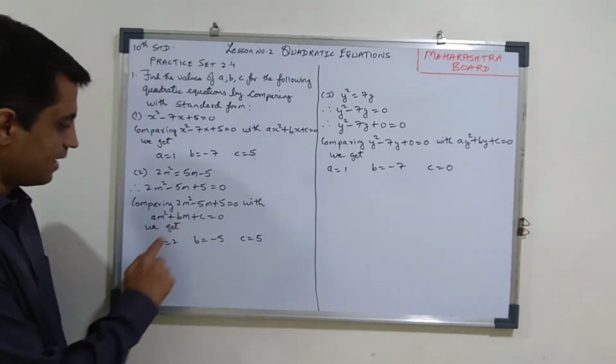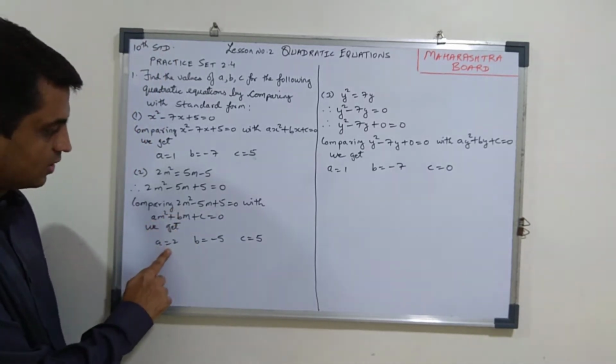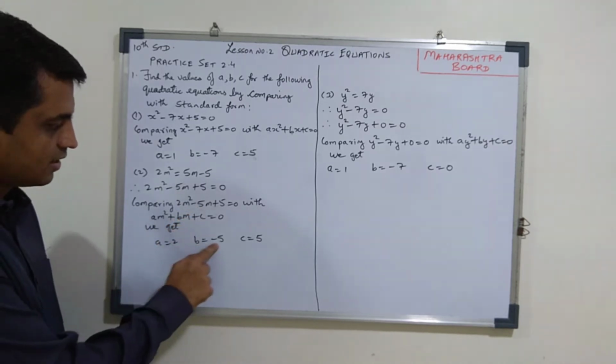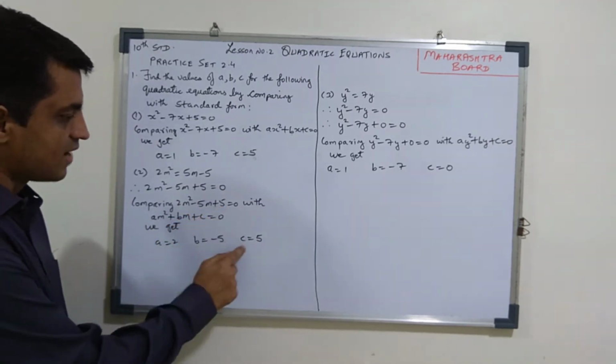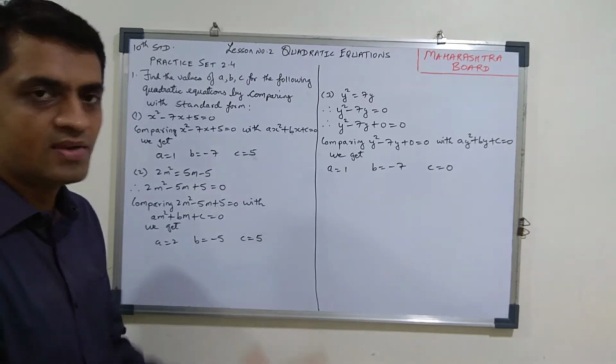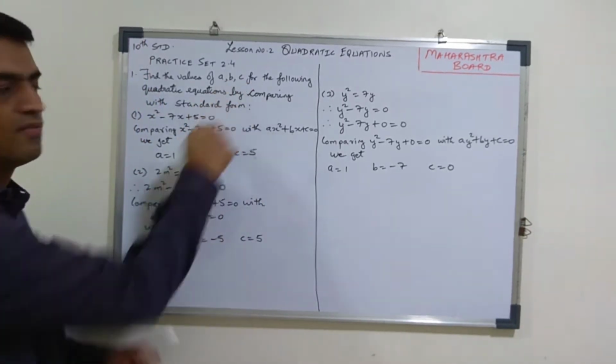So what will we get? a value is 2, so we write 2. b value is minus 5, so we write minus 5. c value is 5, so we write 5. So we have just compared and found out the values of a, b, c.